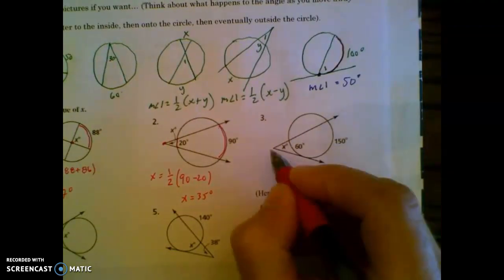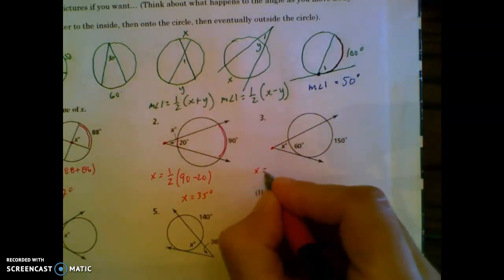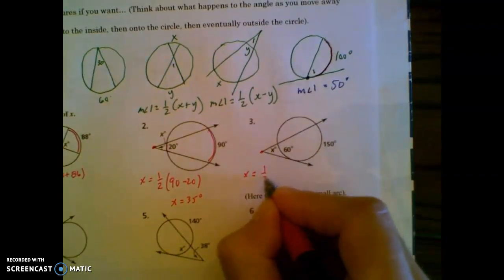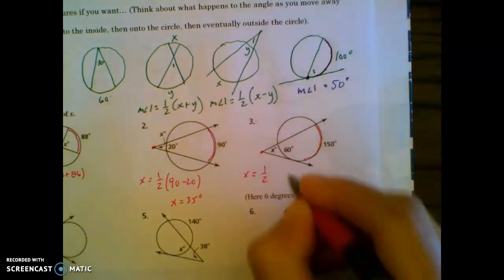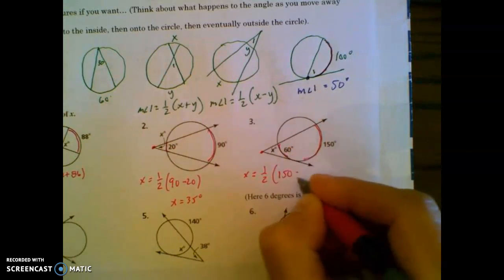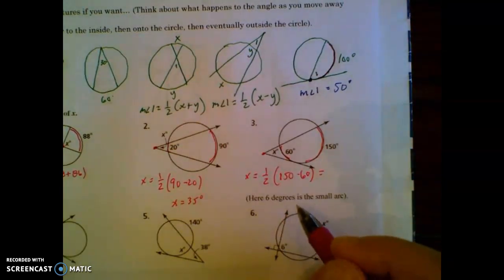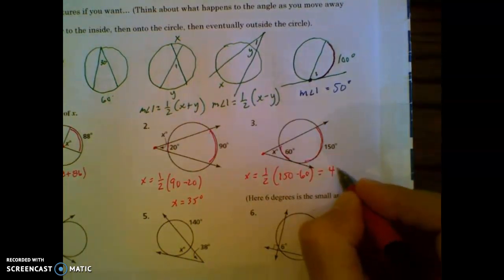Again, on number 3, except now I have a tangent, but it works the same because the intersection's on the outside. X is going to equal 1/2 of the big arc, 150, minus the little arc, 60. So when I do that, 150 minus 60 is 90. Half of that would be 45.